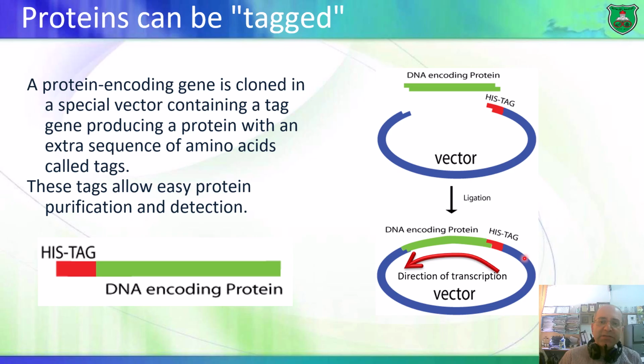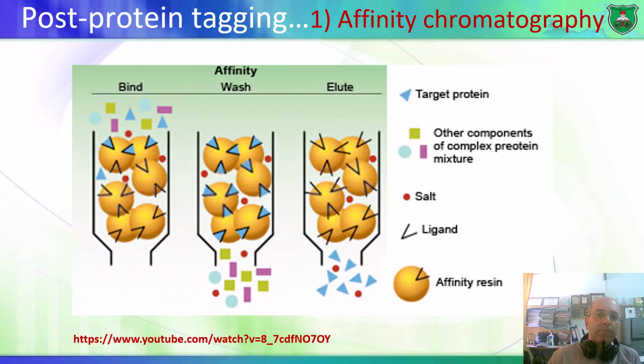Then we express the gene inside bacterial cells, and the tag is synthesized along with the protein, so it becomes part of the protein. So this is a tagged or labeled protein. Again, this is a recombinant protein, and this allows us to identify the protein, to detect the protein, or even isolate the protein. So how can we isolate the protein that is tagged?